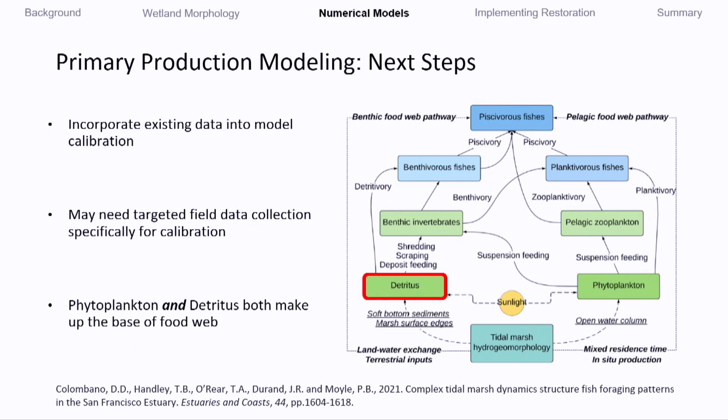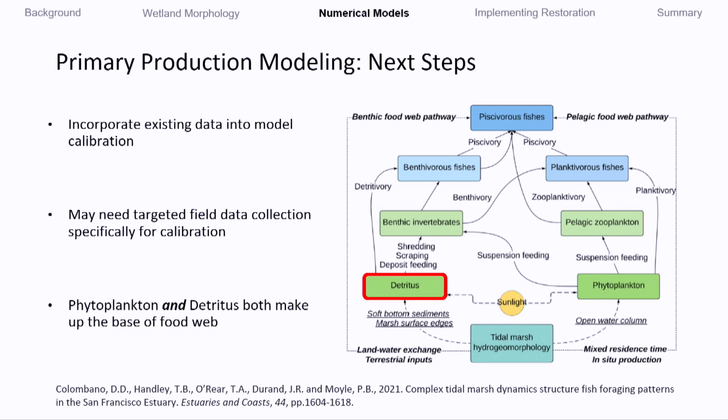So the next steps for this primary production modeling is we need to calibrate it and validate it. That's an important process. There hasn't been a lot of data collected explicitly to calibrate this type of model, but we're hoping we can use data that already exists, and in some cases we might need to have targeted field data collection specifically for model calibration.